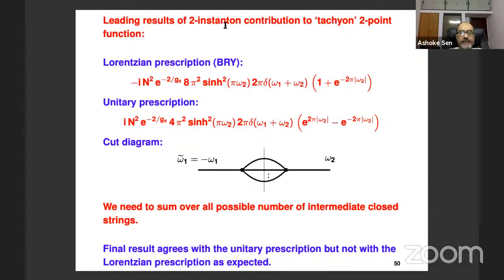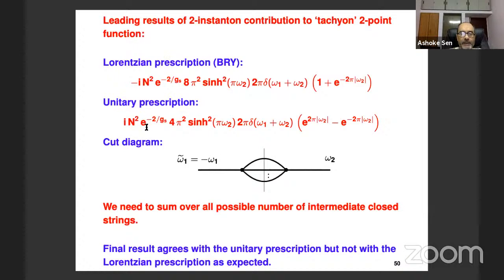So leading 2-instanton contribution to the tachyon 2-point function, I'll just give the result. For 2-instanton contribution, you have to distinguish between Lorentzian and unitary prescription, even if you choose n to be real. The Lorentzian prescription, if you remember, was given by BRY by rotating the contour in the Lorentzian space. Unitary prescription, in some sense, is the average between I epsilon and minus I epsilon prescription in the Euclidean contour integral itself. So both give imaginary contribution.